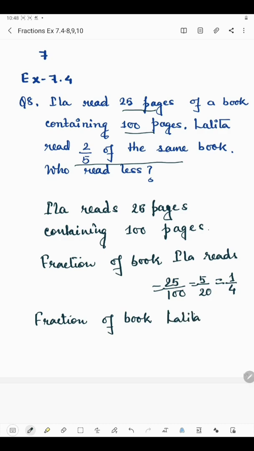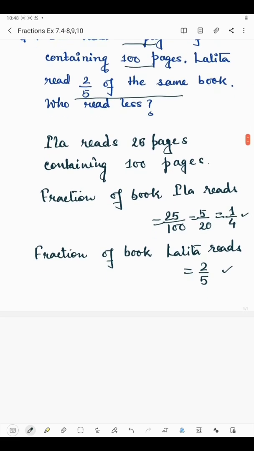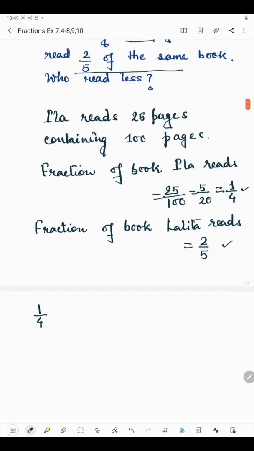And it is given that the fraction of the book Lalita reads is 2 by 5. Now by seeing these two fractions, we cannot say who read less until and unless the denominator is the same. So we will make the denominator same to find who read less. So it's 1 by 4 and 2 by 5. We will just find the LCM of 4 and 5.